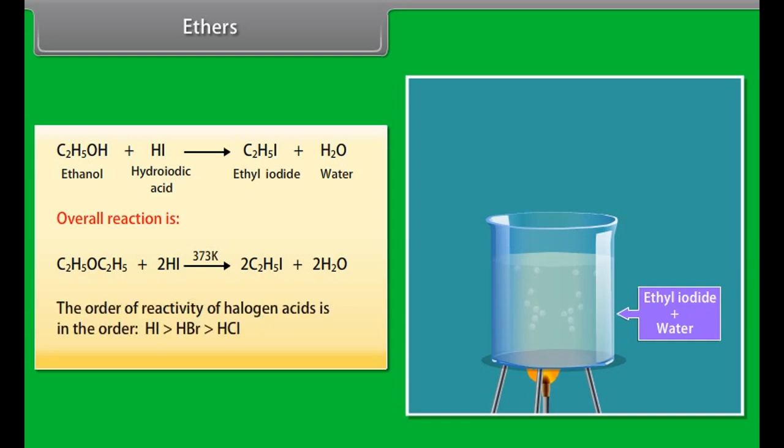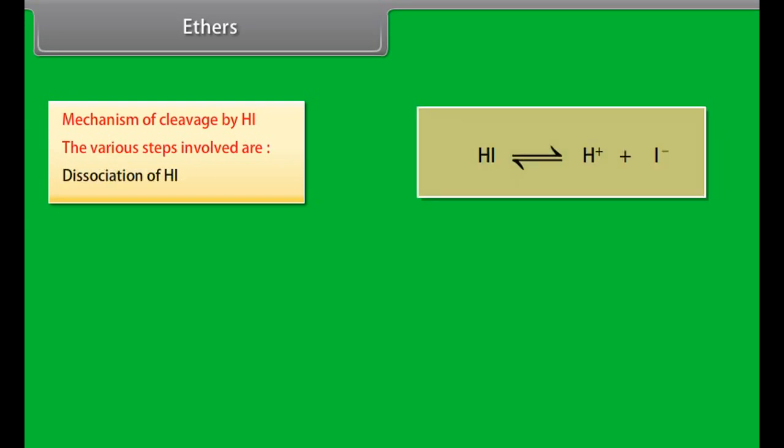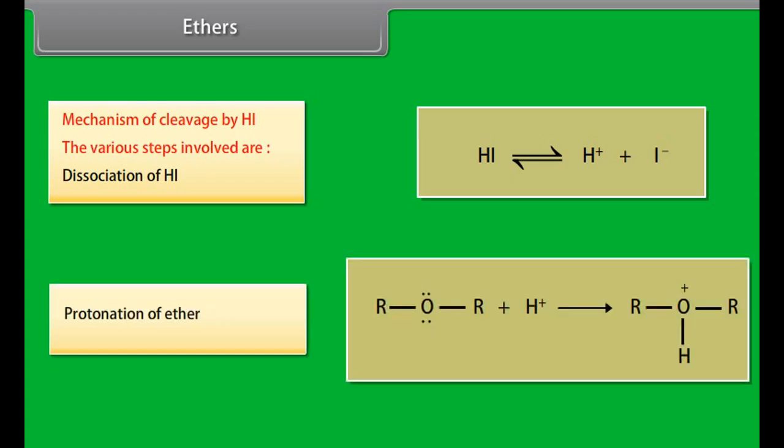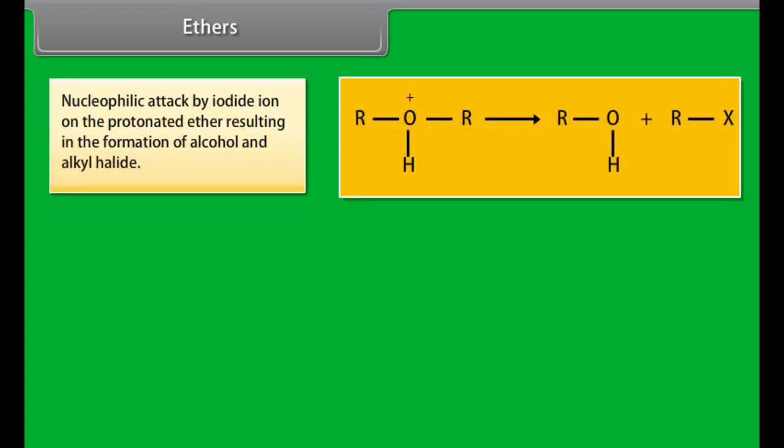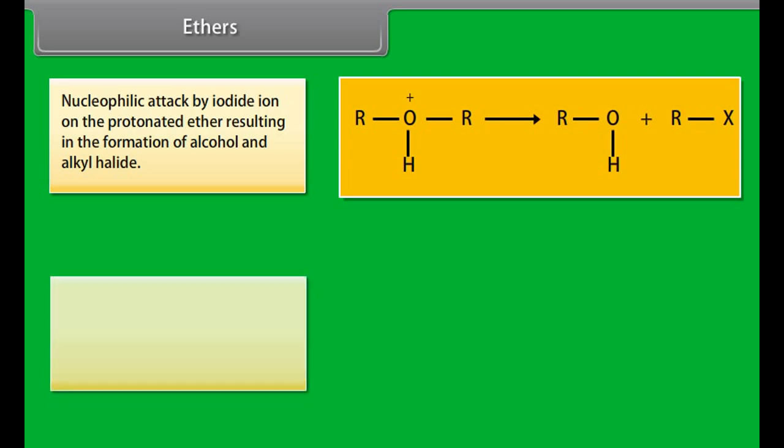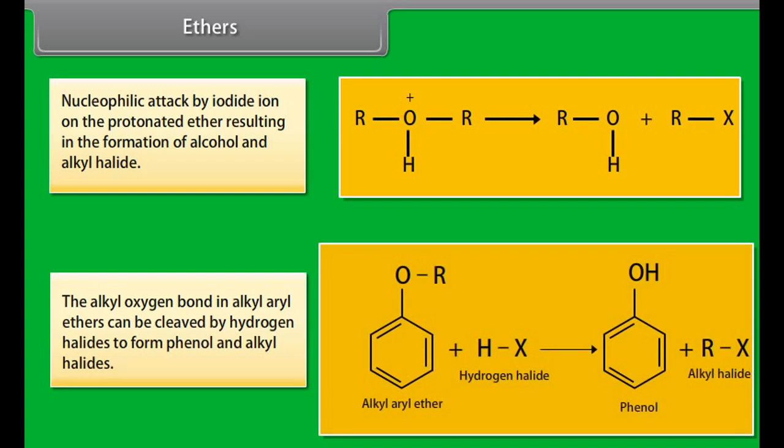The order of reactivity of halogen acids is hydrogen iodide, followed by hydrogen bromide, and then hydrogen chloride. Mechanism of cleavage by HI. The various steps involved are dissociation of HI, protonation of ether, and nucleophilic attack by iodide ion on the protonated ether, resulting in the formation of alcohol and alkyl halide. The alkyl oxygen bond in alkyl aryl ethers can be cleaved by hydrogen halides to form phenol and alkyl halides.